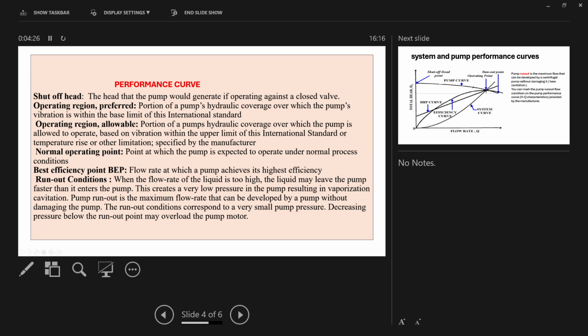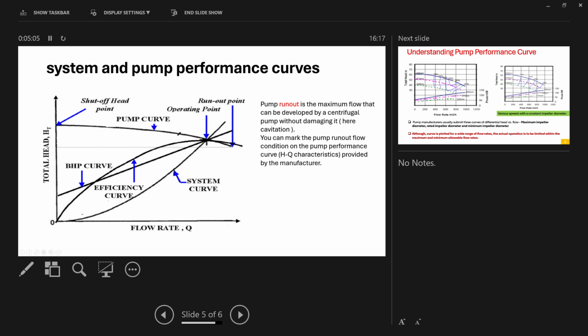Normal operating point means normally the pump is operated under normal process condition. Best efficiency point is where the efficiency is maximum. Run out condition means the maximum flow that takes place from the pump. At this condition, the flow rate of the liquid is high. Liquid may leave the pump faster than the liquid enters into the pump. This creates a very low pressure and may create cavitation. So pump run out is the maximum flow rate that can be developed by a pump without damaging the pump. Run out condition corresponds to a very small pump pressure. Decreasing pressure further below the run out point may overload the pump motor and the pump can be damaged.